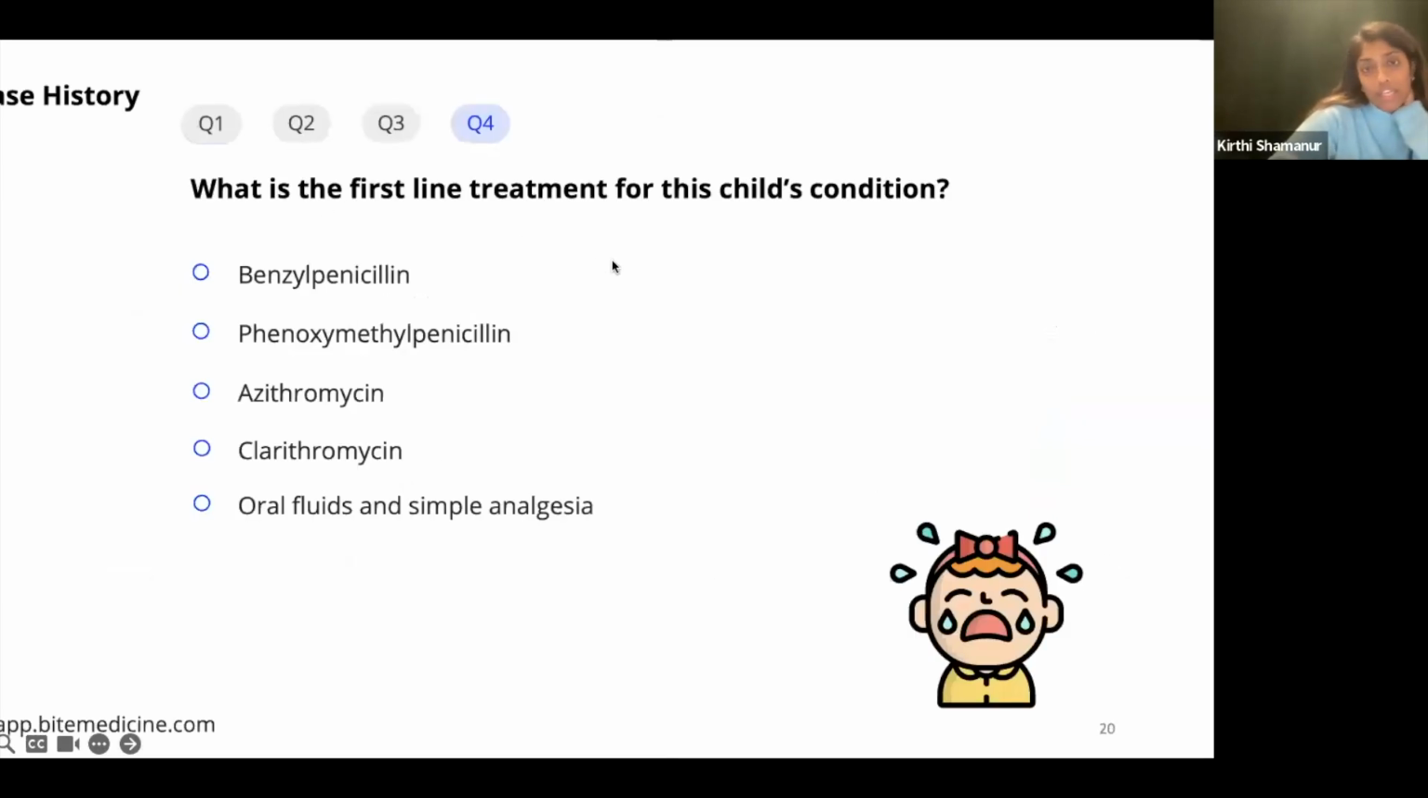So what is the first line treatment for this child's condition? We know what we're dealing with. I'll give you 10 seconds, and if you can just answer, what do you think we treat scarlet fever with? Wait a few more seconds. As I said, I am getting your answers, so feel free to type in the Q&A tab.